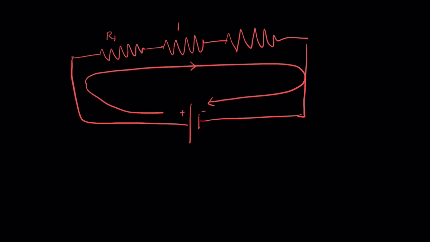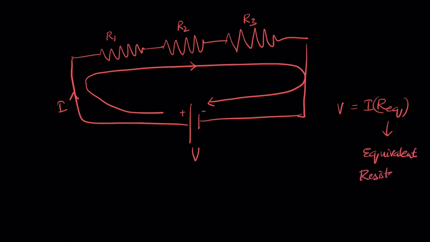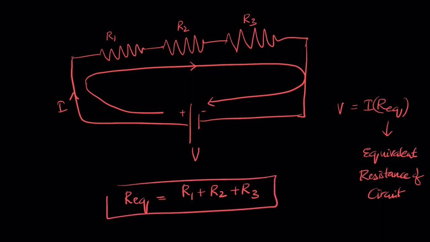Next, let's say you have three resistances R1, R2 and R3. If I want to know what is the current that is flowing through it, and given that the voltage V is there, the formula for the voltage here is I times R equivalent. R equivalent is the equivalent resistance of the circuit. Equivalent resistance is the total resistance here. So the total resistance in the circuit when it's a series connection, R equivalent, can be found as R1 plus R2 plus R3. So this is the R equivalent that we have here.